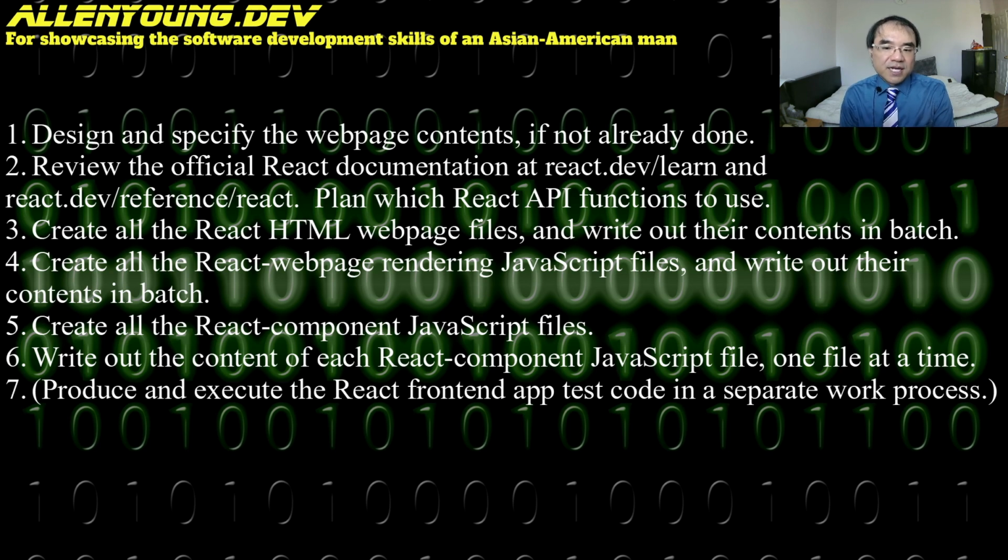Stage 3. Create all the React HTML web page files and write out their content in batch. Stage 4. Create all the React web page rendering JavaScript files and write out their content in batch. Stage 5. Create all the React component JavaScript files. Stage 6. Write out the content of each React component JavaScript file, one file at a time. Stage 7. Produce and execute the React front-end app test code in a separate work process.